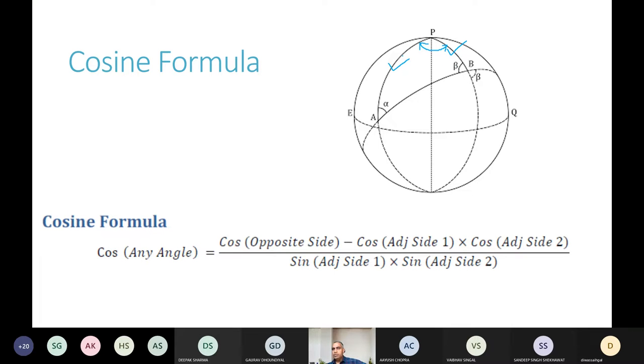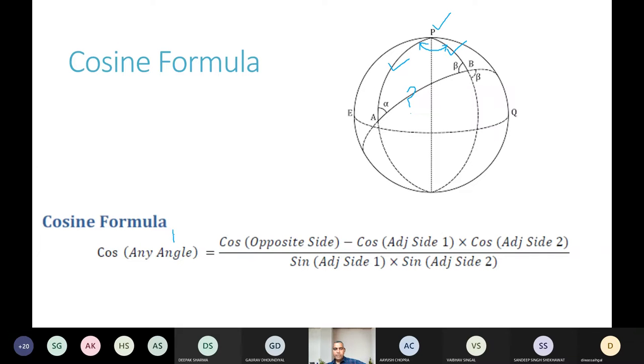So if you know any two sides and the included angle, again, this formula can help you find out the third side of the triangle, which is AB. So using this formula, we can very easily find what is this third side AB of the triangle. How can we do that? Apply this formula for angle P.